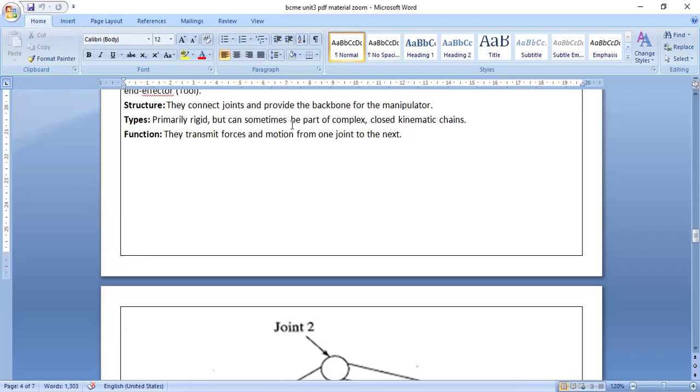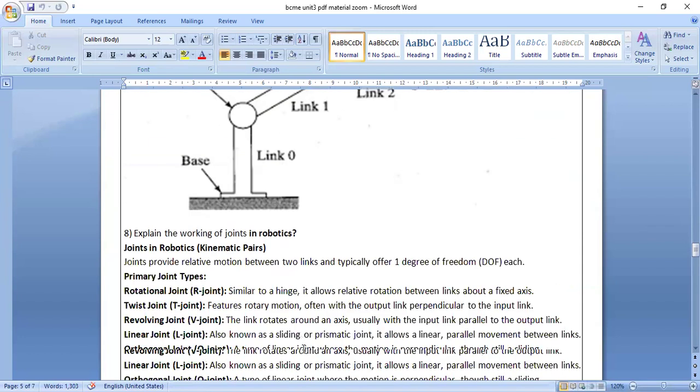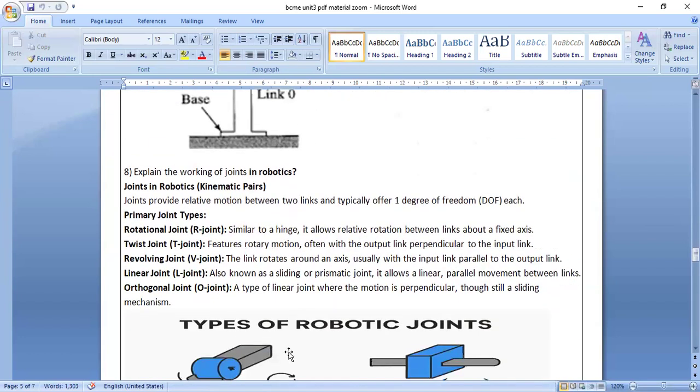Links are primarily rigid but can sometimes be part of a complex structure only. They transmit forces and motion from one joint to another joint. So here you see joint one, joint two, and link zero, link one, link two. This is in robotics. Explain the working of joints in robotics.